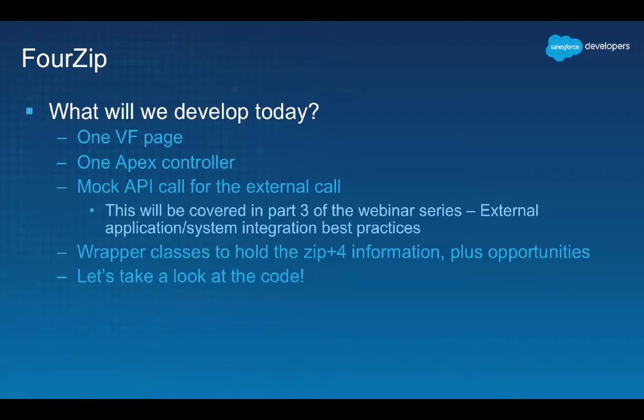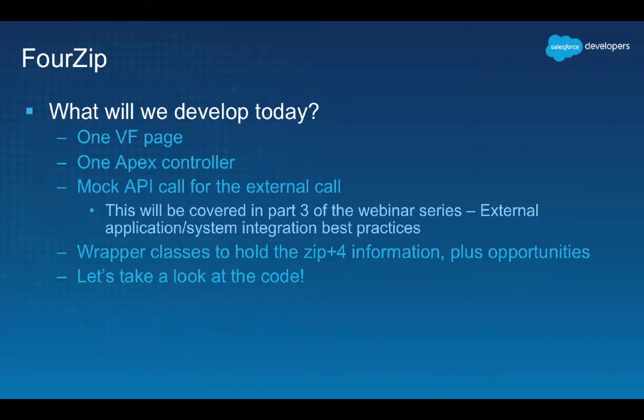Because in part 3 of the webinar series, external application and system integration best practices, it is best covered there. We'll talk about how to securely store credentials, how to securely make API calls, and then we'll come back and visit this application. Next up, we have wrapper classes to hold the zip+4 information and opportunities.